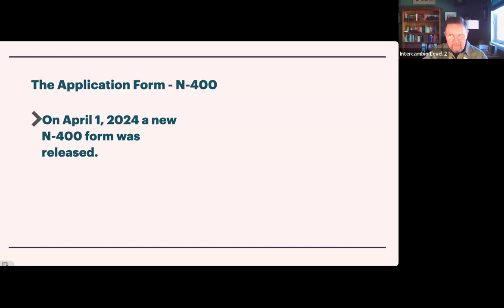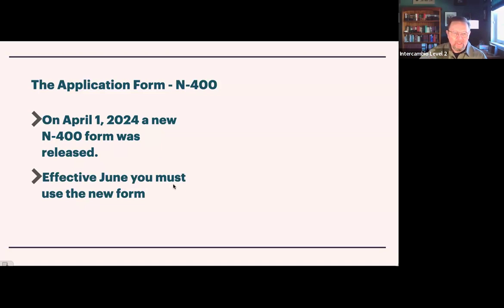As I'm recording this, April of 2024, April 2nd, actually, you can use the old form into June. They'll accept both forms, but after June, they will not accept the old form. They will only accept the new form. It's probably a good idea just to use the new form from now on anyway. So effective in June, you have to use this new 14-page form that's referenced as edition 04/01/24.